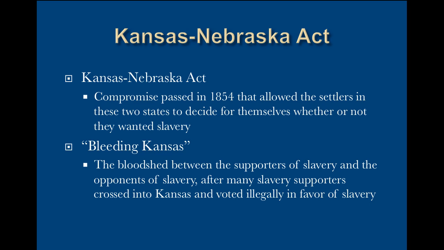It led to what is known as Bleeding Kansas. Pretty much what happened is a lot of people from Missouri, a lot of slavery supporters, snuck into Kansas and voted illegally in favor of slavery. And it was just a lot of bloodshed, a lot of fighting, a lot of battles, a lot of riots and different kinds of revolts going on in Kansas that was causing problems, and Kansas became known as Bleeding Kansas because of this incident.